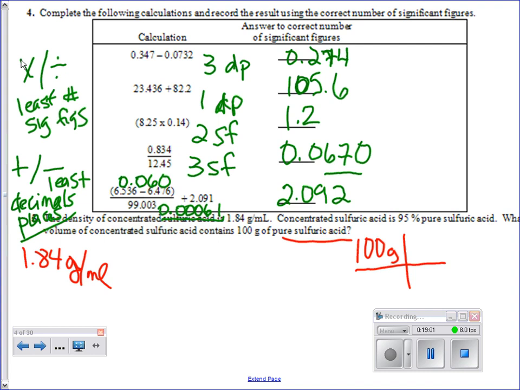But we have an issue. Every mL of sulfuric acid does not have 1.84 grams in it. Why is that? It's only 95% pure. So how many grams are actually in every mL? What are y'all thinking? I know you're thinking the right thing. Someone just needs to say it out loud. Where'd you get 1.748?